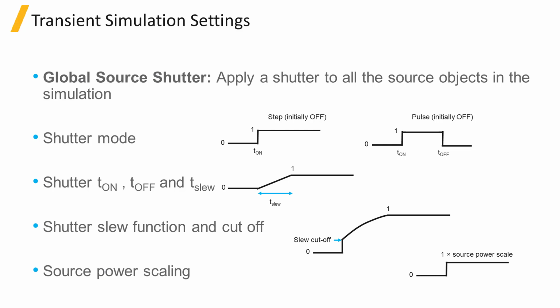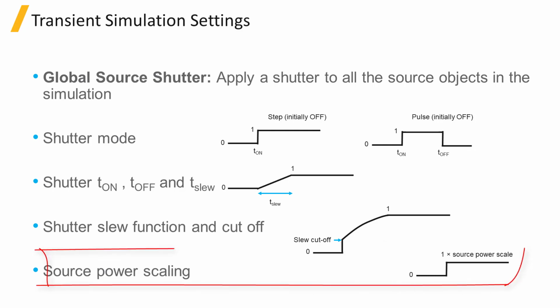Shutter slew cutoff is available when the shutter uses the logarithmic function. The change in source power will be exponential from this cutoff value to 1 for turning on, and from 1 to this value for turning off. The change from 0 to the slew cutoff value and back is abrupt.